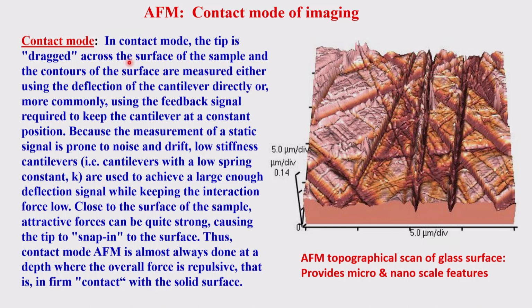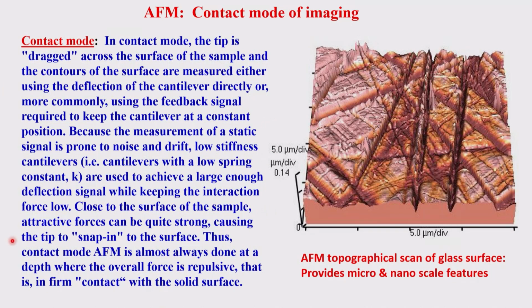Okay, so across the surface of the sample, the contours of the surface are measured either using the deflection of the cantilever directly, or more commonly using the feedback signal. I mentioned both of these to you, either from the deflection or from the feedback of the cantilever, keeping it constant. The measurement of a static signal is prone to noise and drift, and the low stiffness of the cantilever is used.